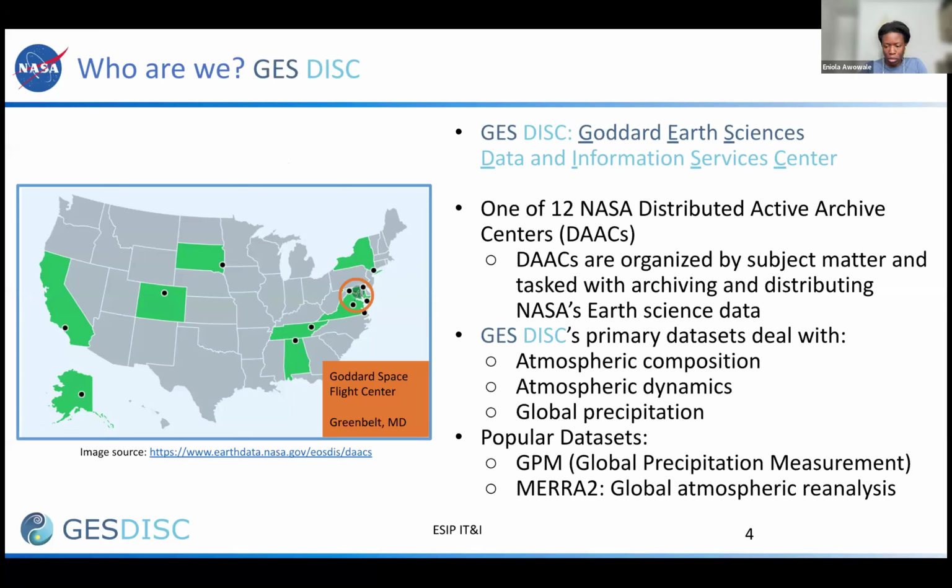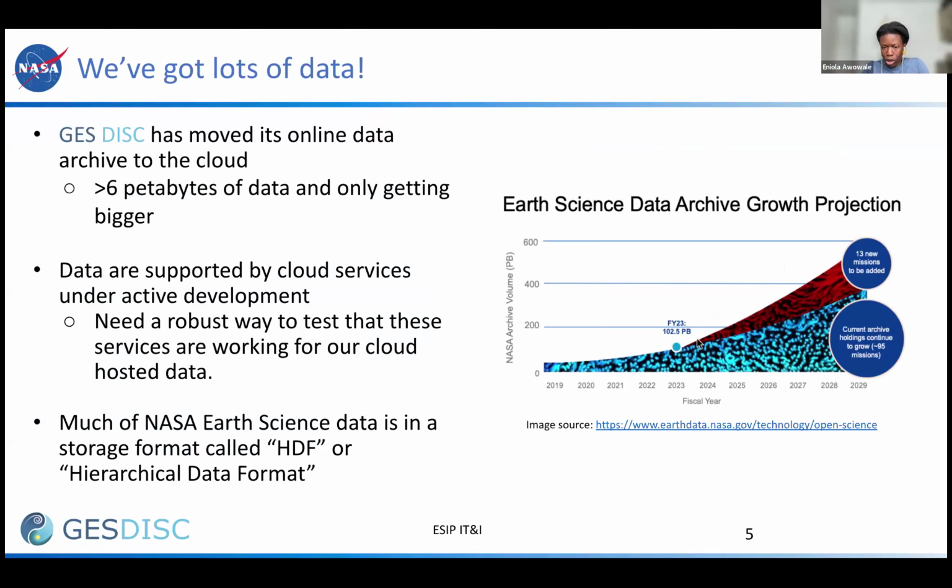So we've got lots of data. And we've actually moved most of our online archive into the cloud. This is over 6 petabytes of data, and that number is only getting bigger. You can see to the right here a projected estimate of the Earth Science Data archive. Right now we're probably at about 100 to 150 petabytes. But by 2029, that number is going to go up to about 600 petabytes.